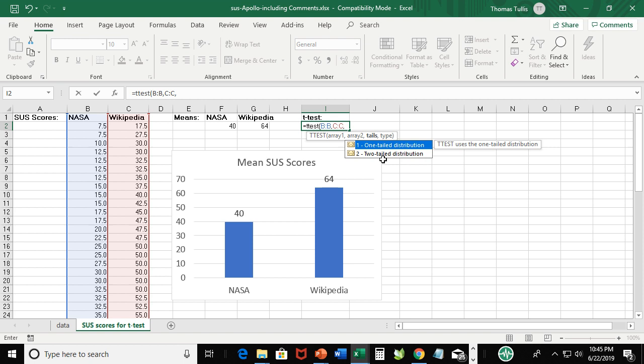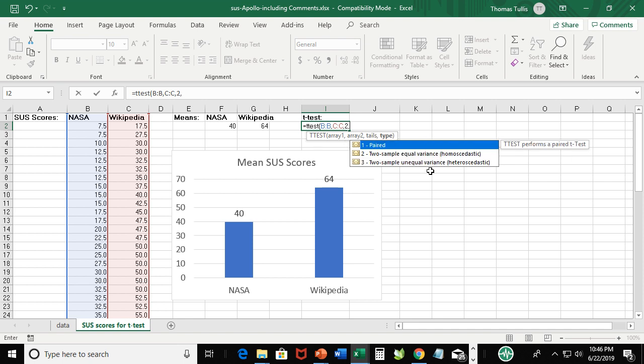Do I want to do a one-tailed distribution or a two-tailed distribution? Basically, with just about any kind of UX-related study that we do, the answer to this question is always 2. And the reason for that is that you would only use 1 if it was only theoretically possible for one of the two things that you're testing or comparing to be higher than the other. In other words, is it possible that NASA could either be higher or lower than Wikipedia, which yes, it is, then that makes it a two-tailed test.